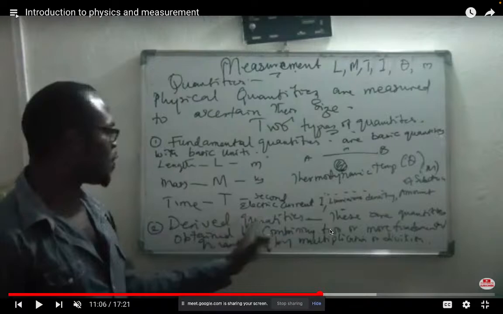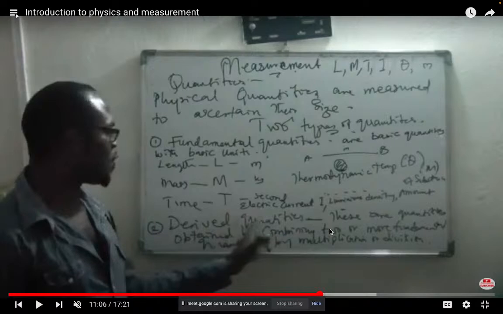Okay, so the last thing I want us to look at today is the measuring instruments for measuring the fundamental quantities. So if you want to measure length, what do you use to measure length? If you want to measure mass, what do you use to measure mass? If you want to measure time, what do you use to measure time? So JAMB is going to ask you, which of the following is not a length measuring instrument?